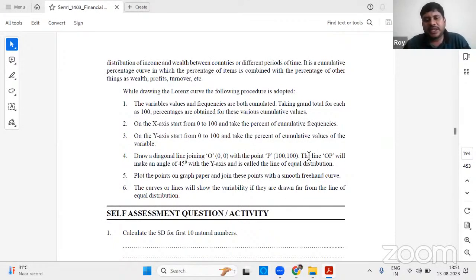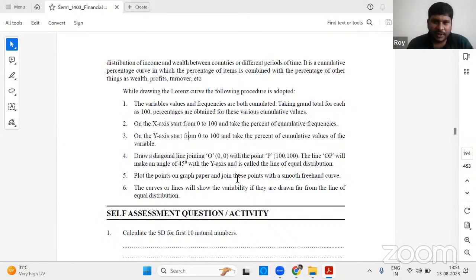The line OP will make an angle of 45 degrees, right? If it is a straight line, this is 90 degrees. When it is bent to half, are you able to see my hand in the video? 90 degrees. When it is half, yes, sir. Yeah, when it is half, 45 degrees. And it is called the line of equal distribution.